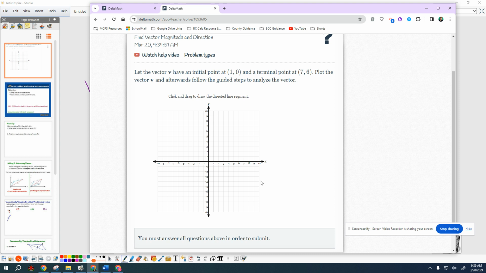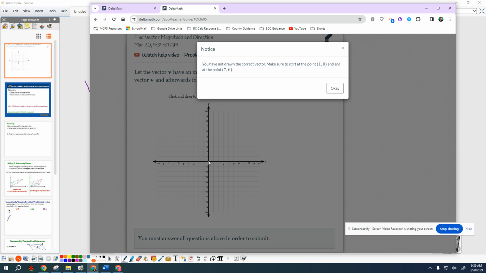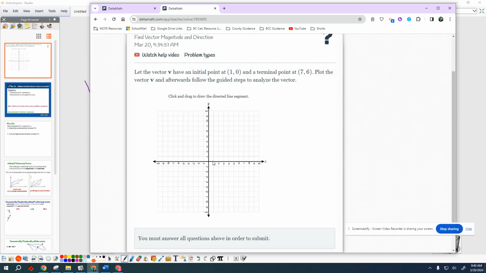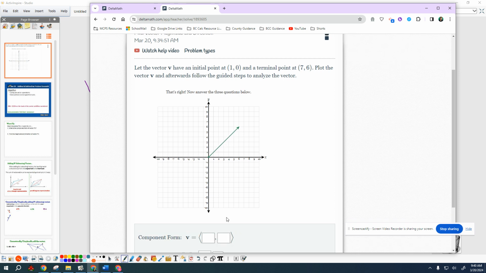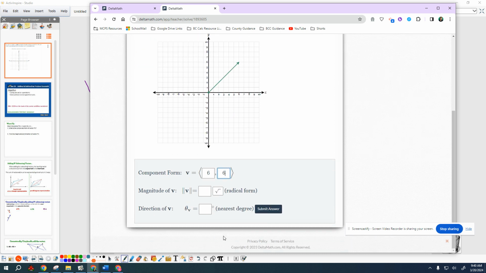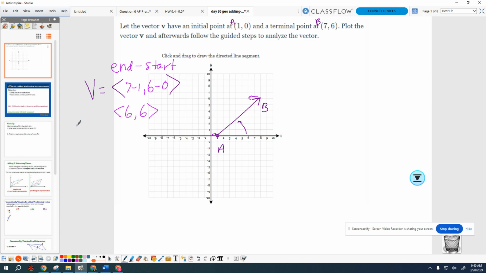So click and drag. Not drawn the correct vector. So that's what they wanted me to do. And then to make it a standard vector, in the end it is pointing at the coordinate 6, 6. Now it's asking what's the magnitude. And they want it in radical form if needed.